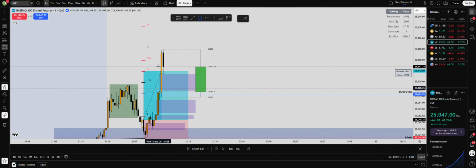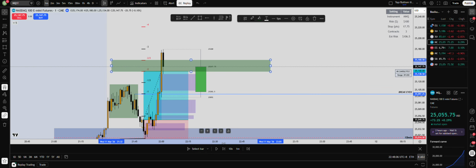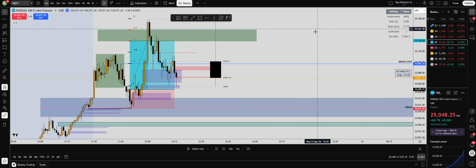And look at this level right here, right? This 2 to 2.5 level. Look at what happens right after it sweeps there. It just reverses, right? So that was a good trade. That was a good trade.